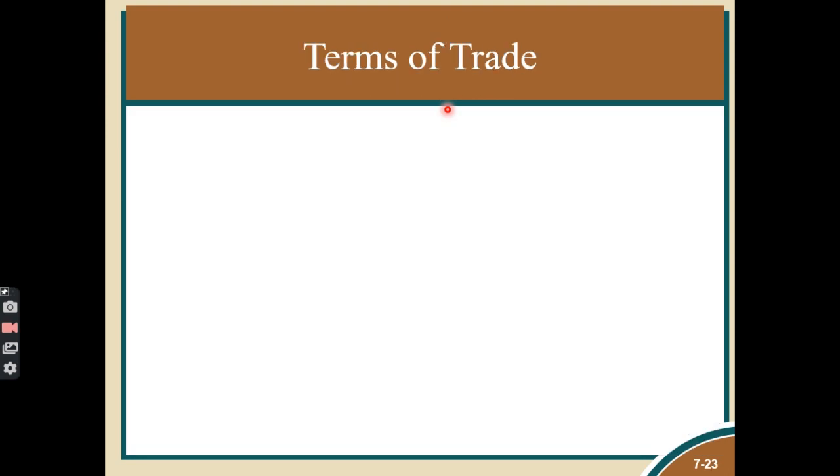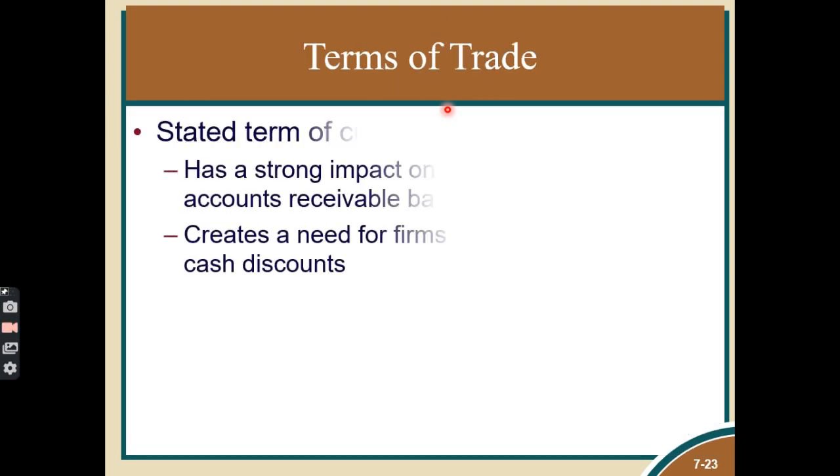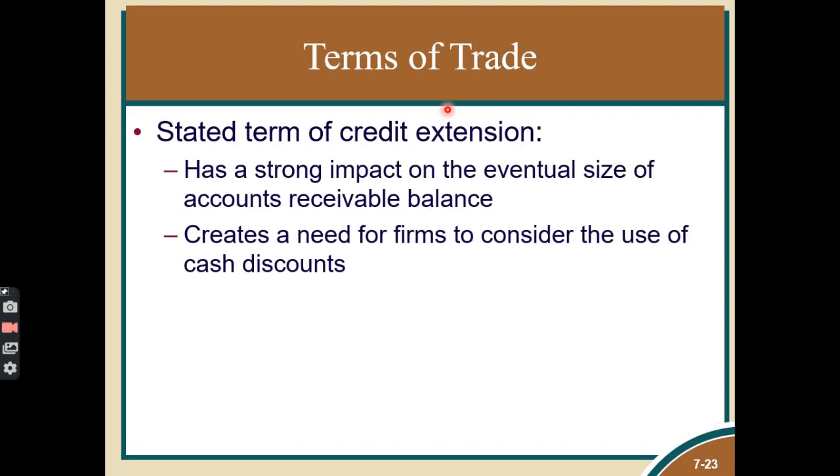And then, second, we're going to have the terms of the trade or credit terms, which will give us a statement or an idea of how long the credit will be extended. So it has a strong impact on the eventual size of the accounts receivable balance, and it creates a need for firms to consider the use of cash discounts.